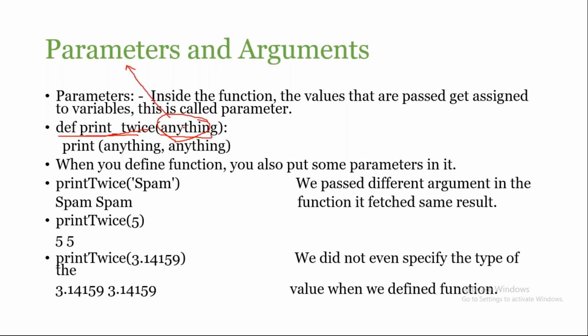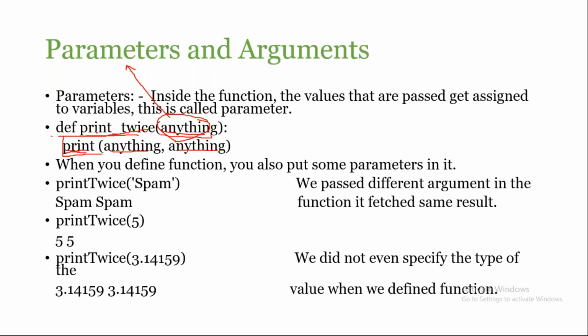I am writing this function as print twice. The logic of this function is that I'm asking Python to print whatever the parameter is 2 times. Okay, so I have defined the function print twice, in which I have passed a parameter anything. I'm asking Python that whatever argument is given inside my function, print it 2 times. That is as simple as that.